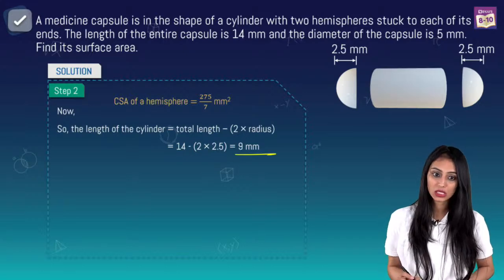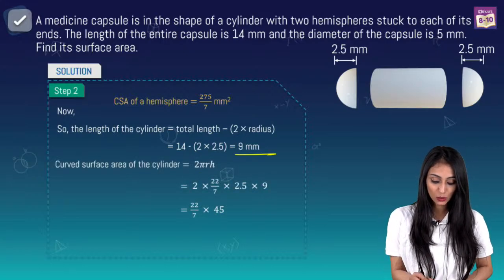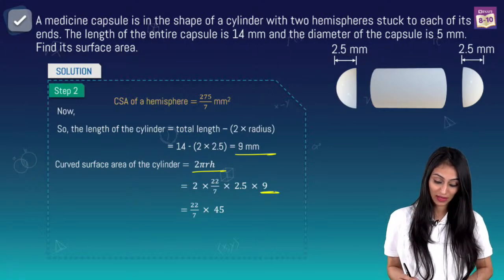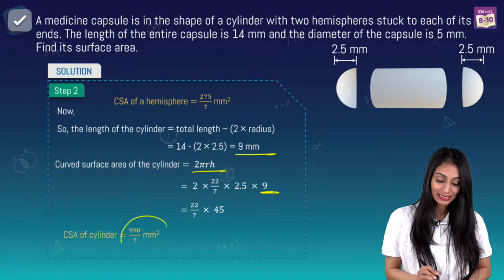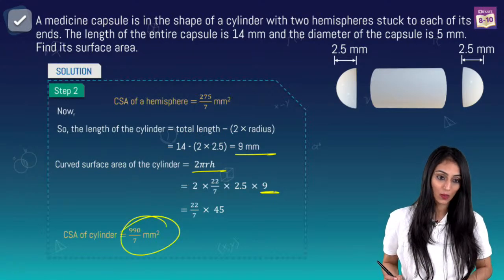Total length of the cylinder we just discussed, that's going to be 9 millimeters, and 2 pi RH is the curved surface area of the cylinder. Height of cylinder, that's 9. We just got the value, right? So this is going to be 990 by 7 millimeters square, right?